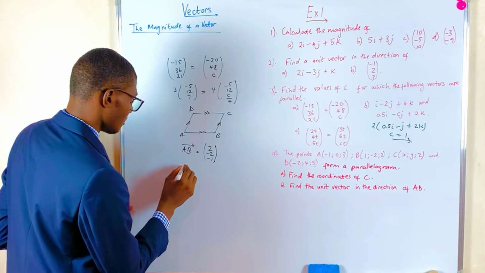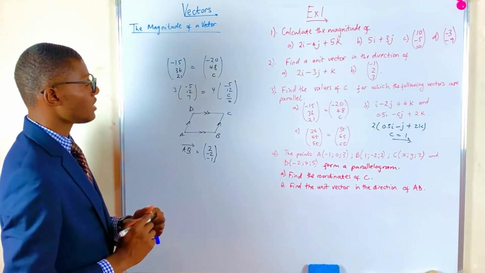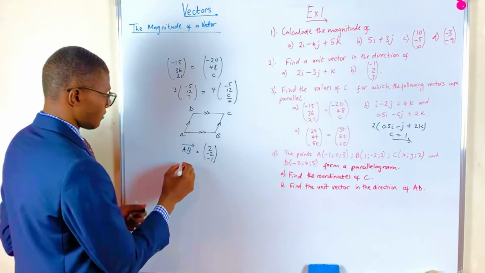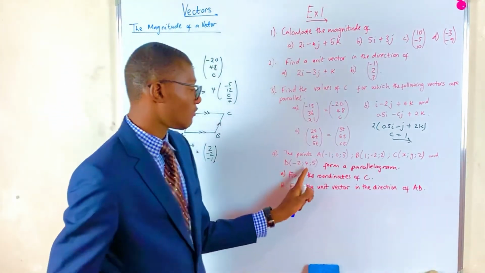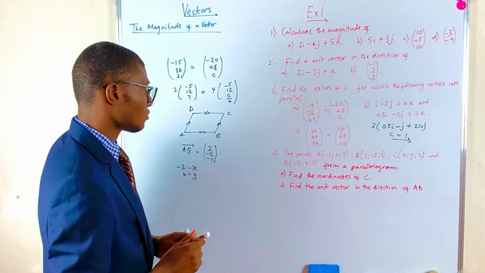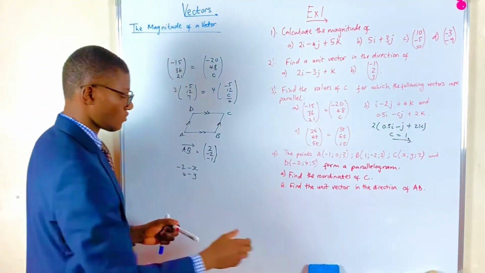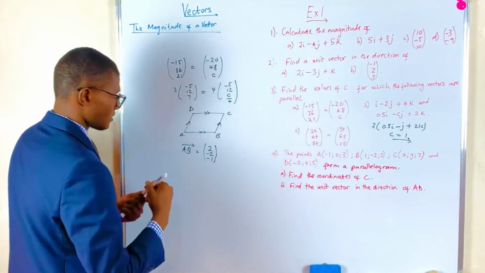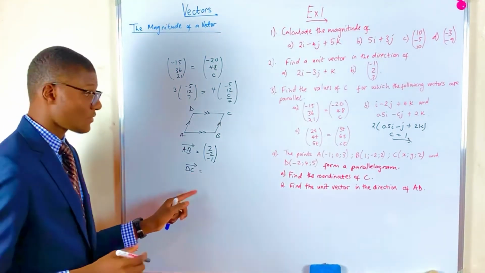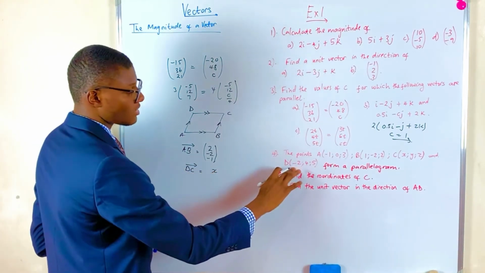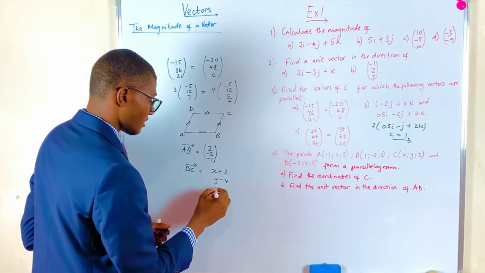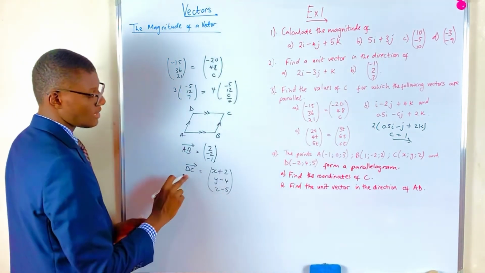So DC is given by subtracting the coordinates of D from C. Sorry, this is supposed to be DC, and for DC, we're saying that the coordinates of C minus the coordinates of D. So x minus 2, that's x plus 2, and then y minus 4, and z minus 5. This is DC. But we say DC is equal to AB.